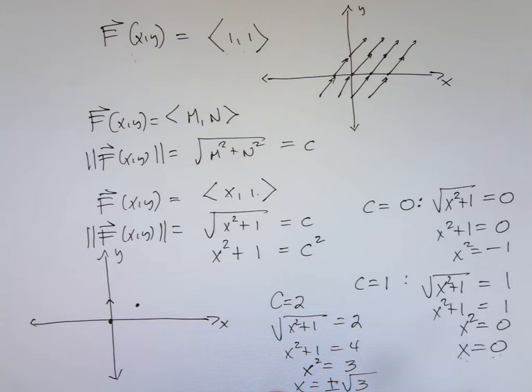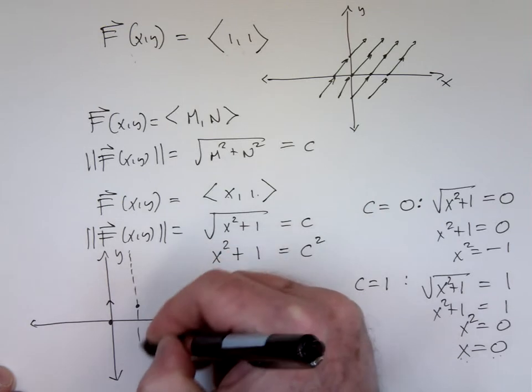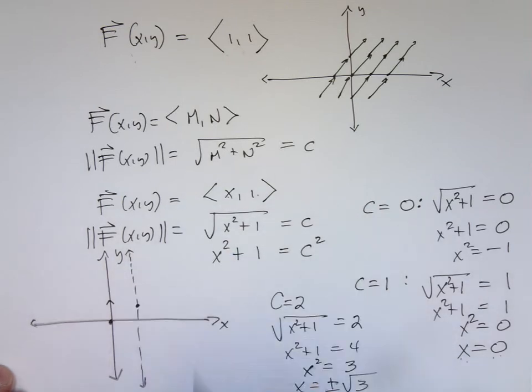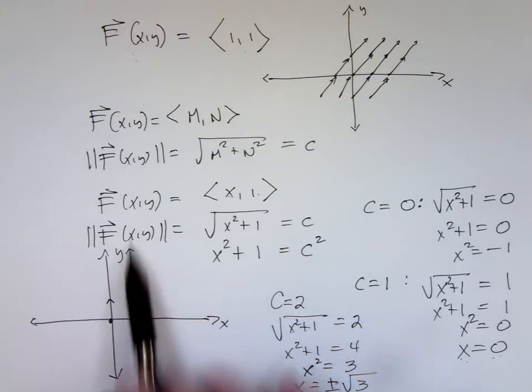When x is the square root of 3, for all the vectors here where x is the square root of 3, all those vectors on this line have length 2. Where are they pointing specifically? Here's x is the square root of 3.